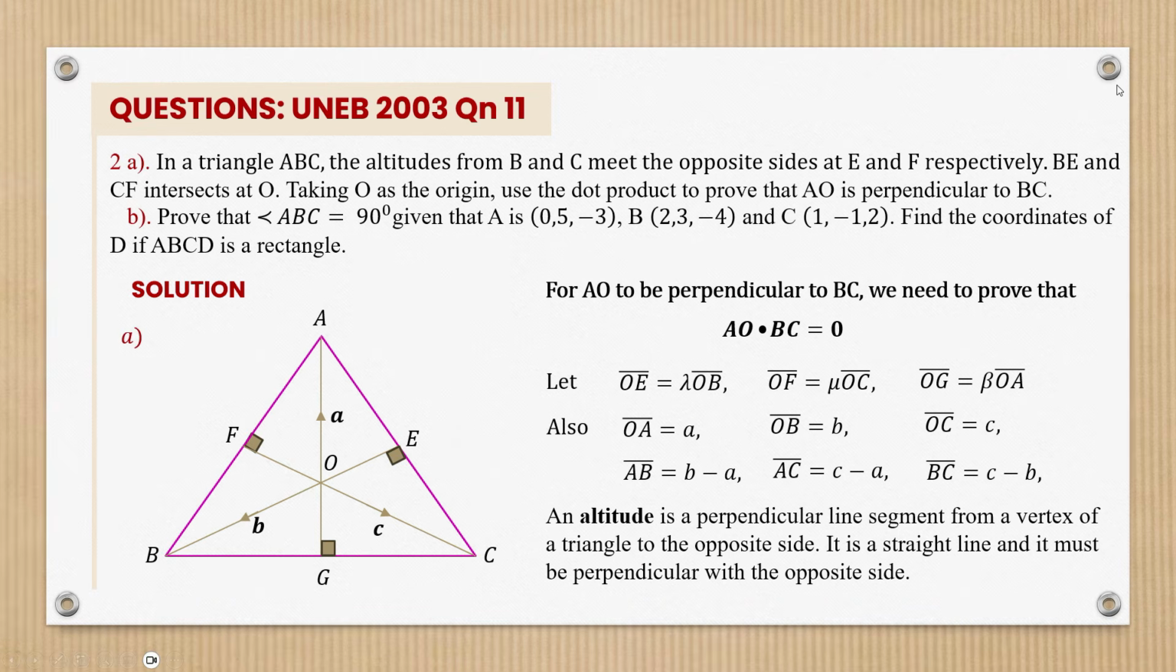Now the last part of the question says find the coordinates of D if ABCD is a rectangle. So in the last part we're going to assume that ABCD is a rectangle.